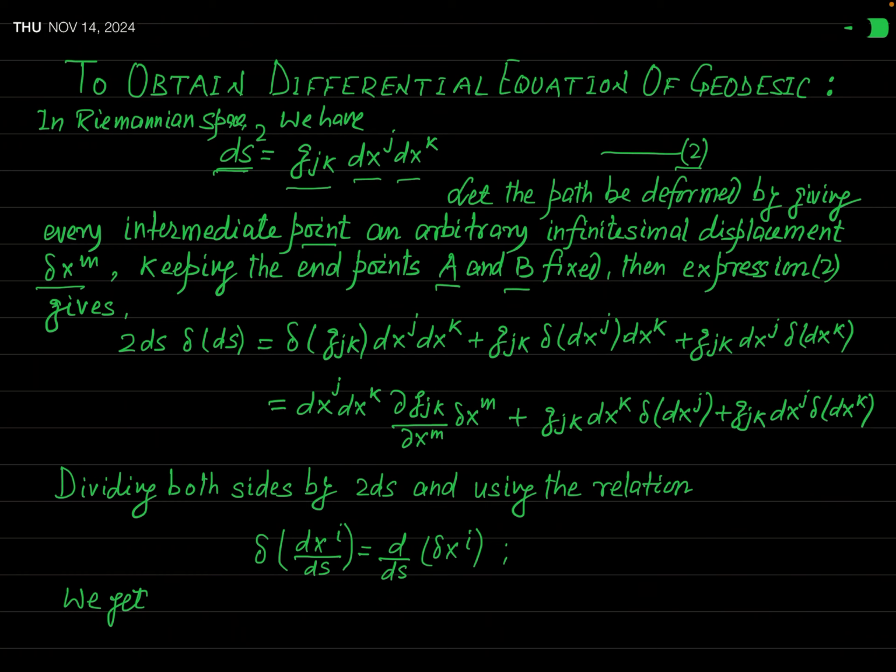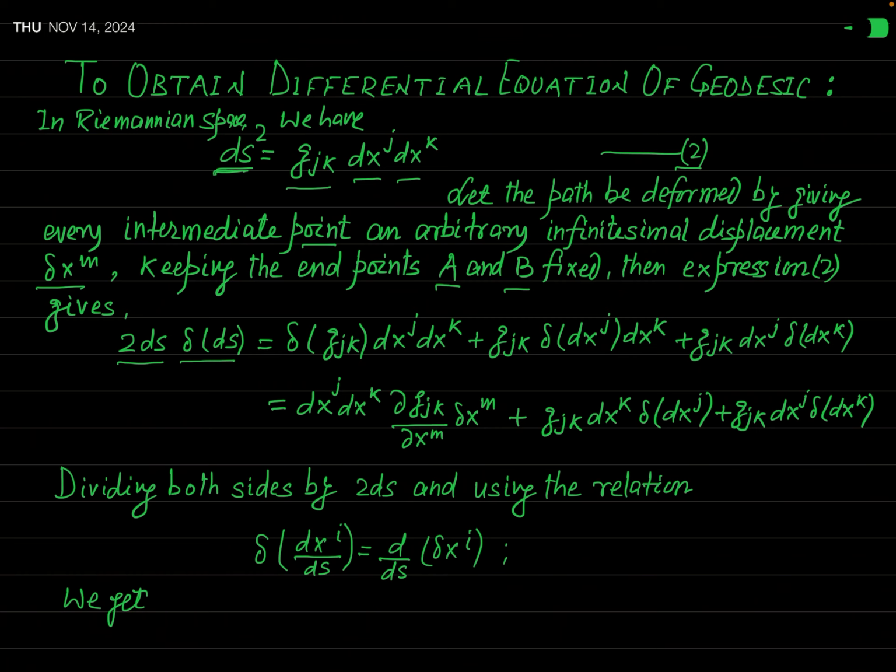So when the operator delta is operated on this equation 2, what will be our result? You can see, when delta is operated on ds square, this will be simply 2 times ds times delta of ds. Now in the RHS you can see there is actually the product of 3 quantities. So we must follow the rule of the differentiation of product of functions.